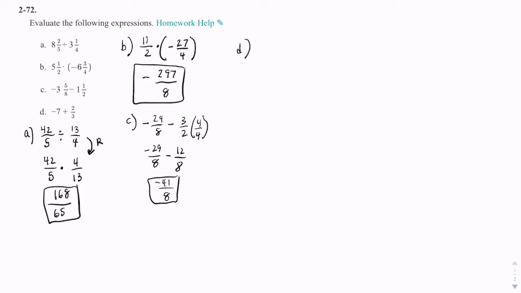We have negative 7 plus 2/3. Now, some people can just do this one in their head, and they're going to see that negative 7 plus 2/3 is negative 6 1/3. But let's say you couldn't do that. We would need a common denominator, which would be 3. So I'd have to write this as negative 21/3 plus 2/3 is negative 19/3.